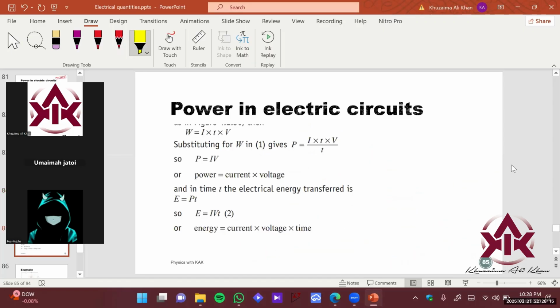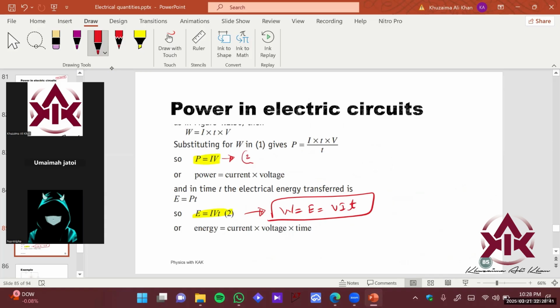Okay, that's good. So now this is everything that is written over here. Power is basically this VI. We derived this relation over here. And energy is basically VIT. We also derived this relation in the last slide, that work done is the same as energy, equal to VIT. So we can learn this formula also over here. This is formula number 2, and this is formula number 3, if you want to learn.